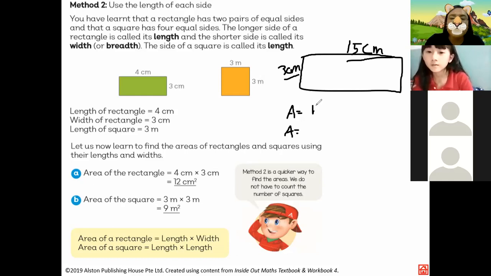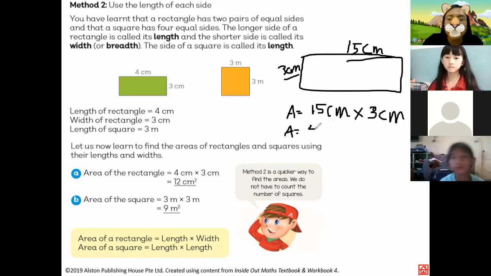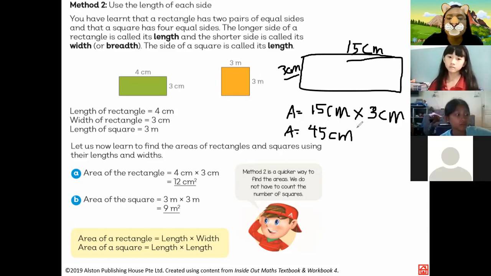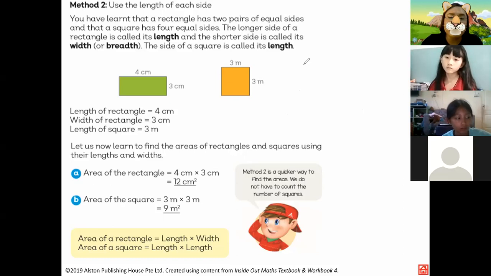Okay, so just 15 centimeters multiplied by 3 centimeters. So 15 multiplied by 3 is 45, and then centimeters squared. So that's the area of the rectangle. It's multiply, not add. Okay, again, what about this one?